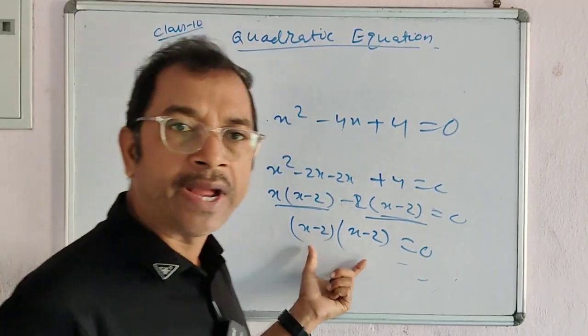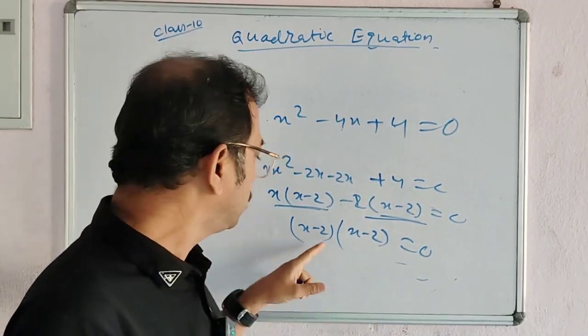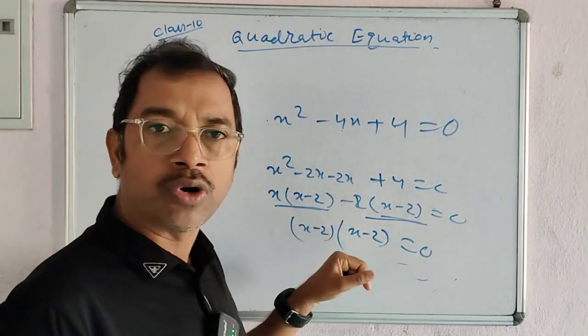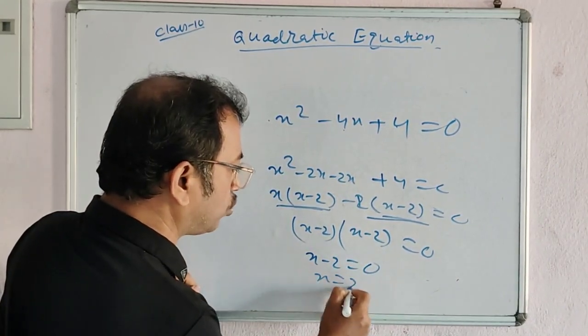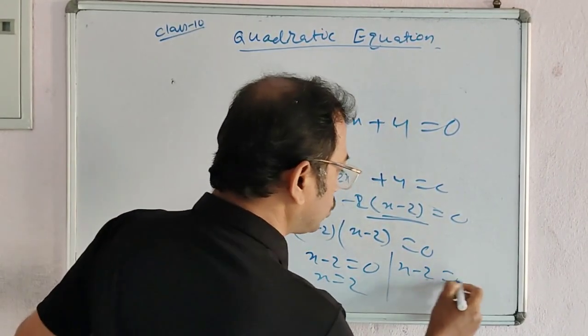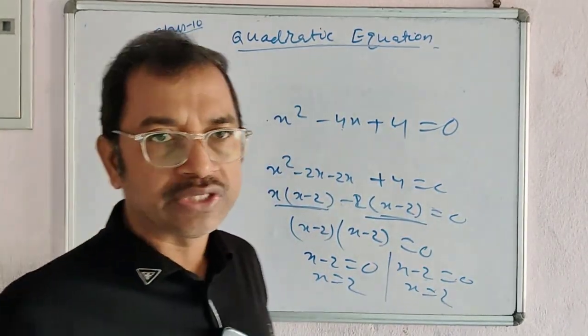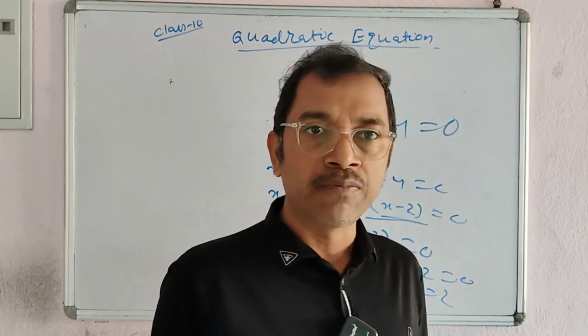When the product of the two factors is 0, either this one is 0 or this one is 0 or both should be 0, because 0 into anything equals 0. So if x minus 2 is 0, then x equal to 2. Similarly if x minus 2 equal to 0, x equal to 2, so the two roots are equal. So see, a quadratic equation has how many roots? At most two roots. At most two roots.